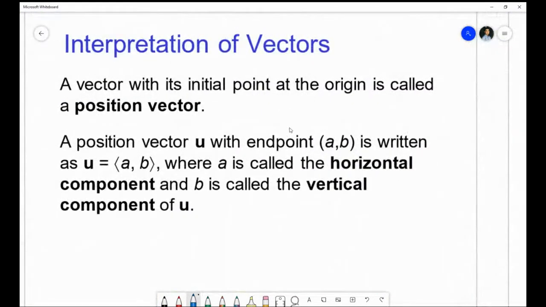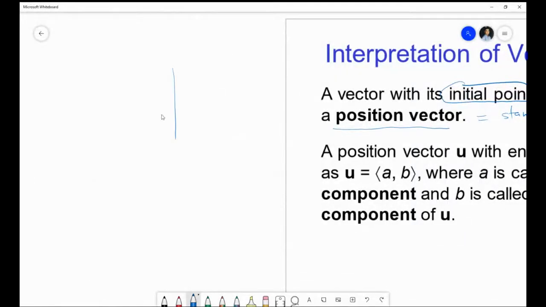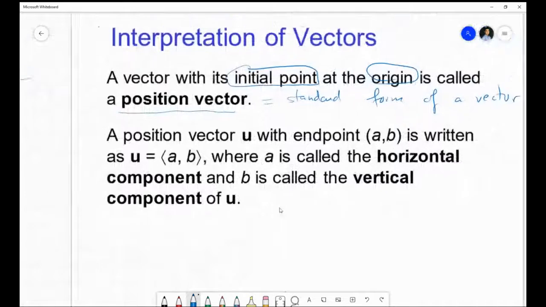Okay, so here we're going to use a position vector. Basically, that is in standard form. Okay, so position vector means the same thing as standard form of a vector. So you can see here the initial point is at the origin, which is what I described earlier. So I told you that position vectors do not have positions. Now, if we put it in standard form, then we have the initial point at the origin, and then point out to whatever quadrant it is.